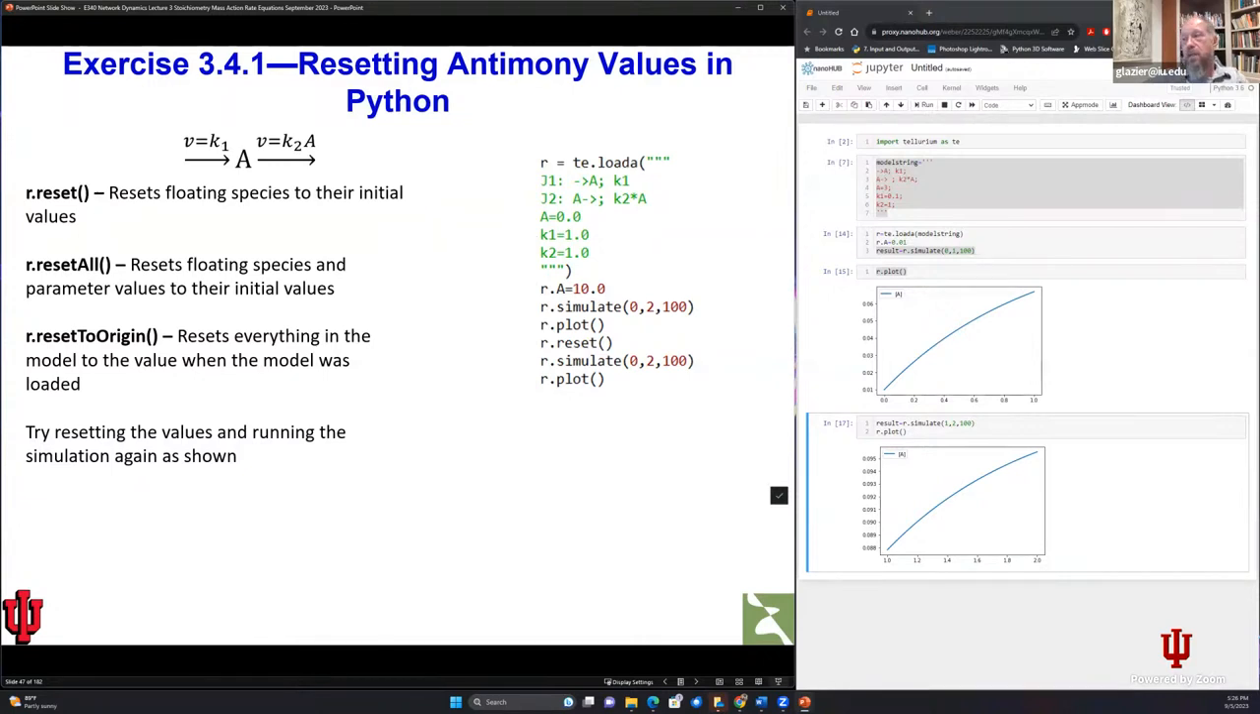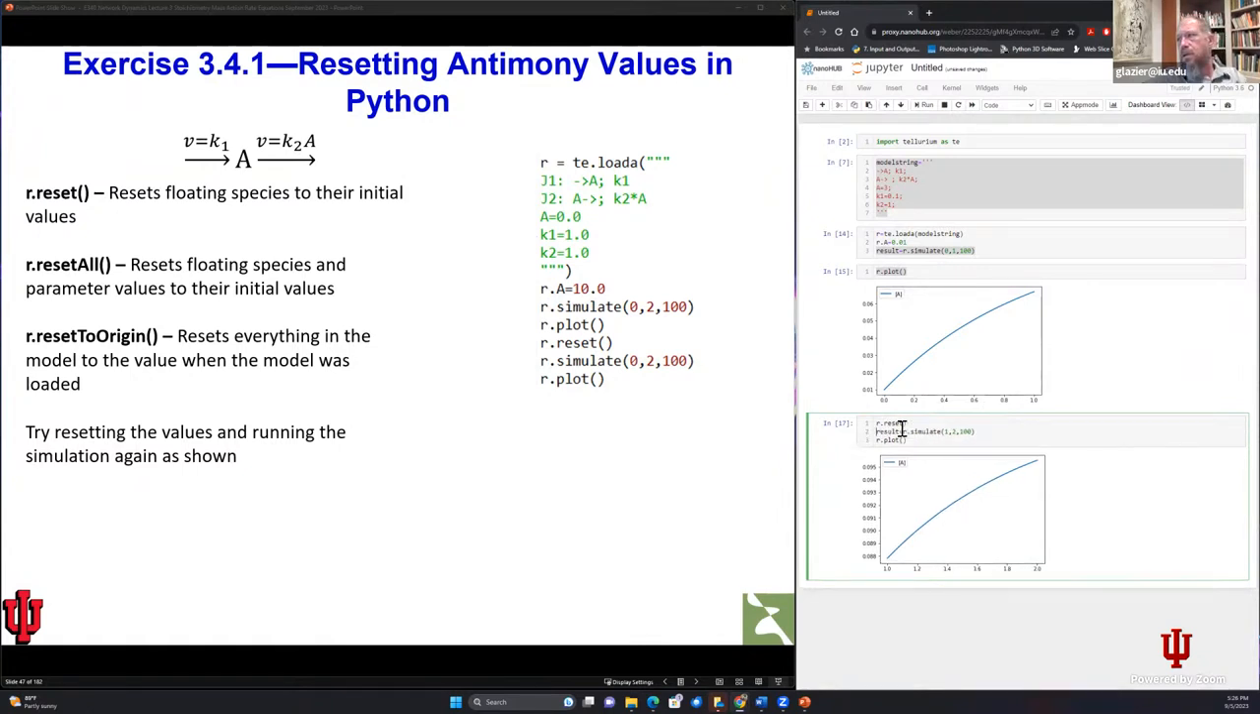Okay. And so we can try this here. Let me do here, before R.simulate, R.reset. Try this yourself if you would. And I better type it properly. And now it does matter that it was 0,2. So, let's see what happened. I reset.